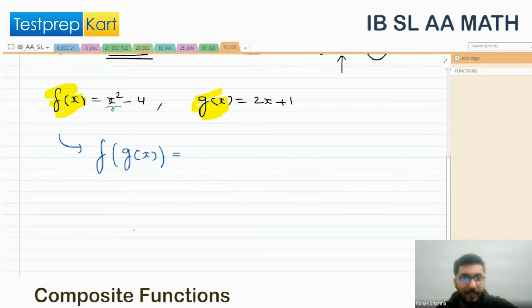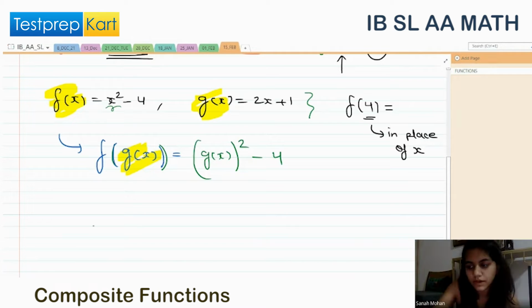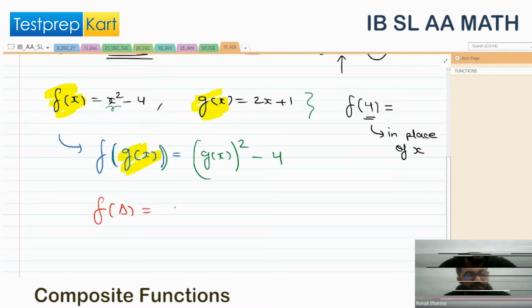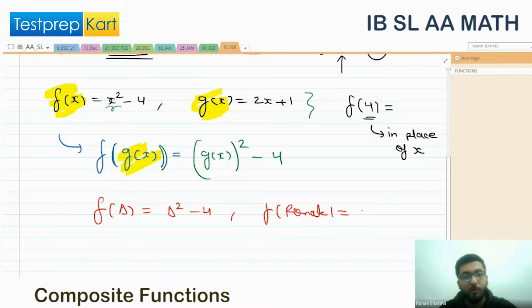See, I'll tell you again. You focus here, please. If I'm asking you f of 4, you put 4 in place of x, right? Wherever you have x, you put 4 in place of x. The same thing you need to do here: whatever I'm having inside this bracket, you put that in place of x. So it will become g of x square minus 4. Getting the point or not? Let's say if I ask you f of triangle, it will be triangle square minus 4. If I ask you f of Ronak, it becomes Ronak square minus 4. So whatever I'm asking you f of, you put that whole thing in place of x.